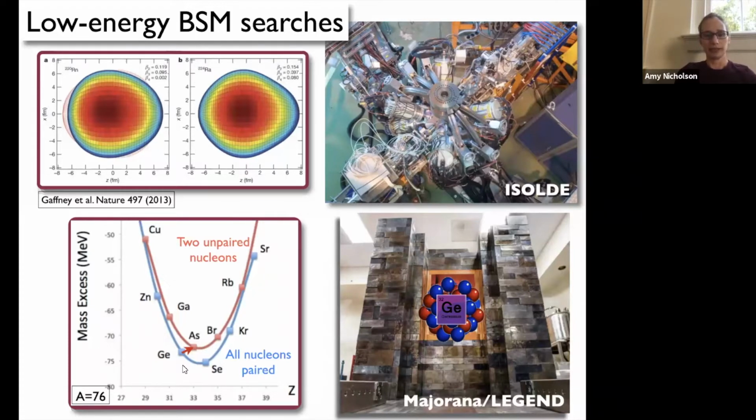Most nuclei will undergo a single beta decay and produce an electron and a neutrino. For some nuclei, this single beta decay is kinematically forbidden. Due to the fact that nucleons within these nuclei want to pair up, it becomes energetically unfavorable to undergo a single beta decay. However, it is energetically allowed to do a double beta decay to a nucleus that has two more protons than neutrons. So if you use these special nuclei, you can pinpoint the double beta decay without being swamped by all of the single beta decays that are much more likely.